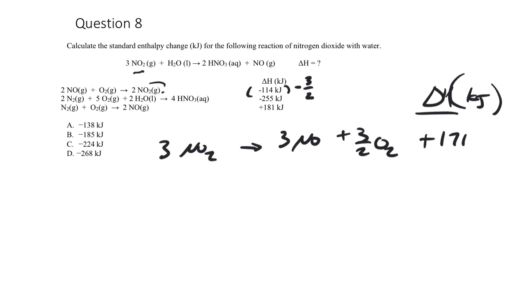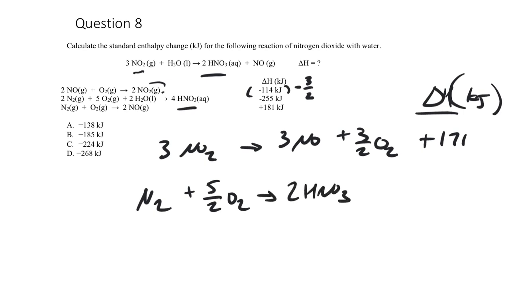And so let's see what else. HNO3. HNO3 is in no other reaction, so I gotta keep this reaction in the same direction, but cut everything in half. So I gotta go N2 plus 5 halves O2 goes to 2 HNO3. My delta H here, I have to cut this one by half. Negative 255 times 0.5 is minus 127.5.